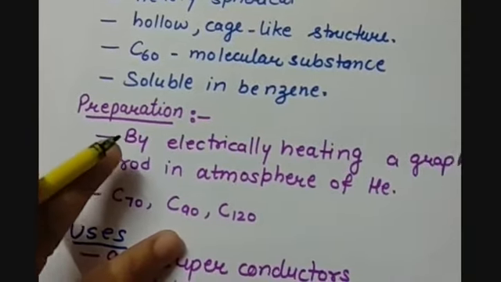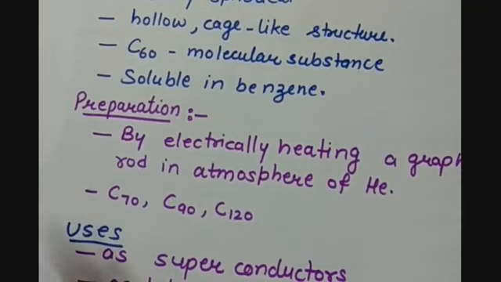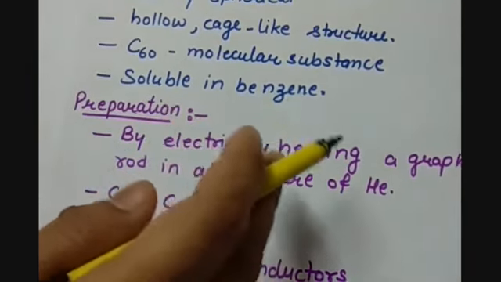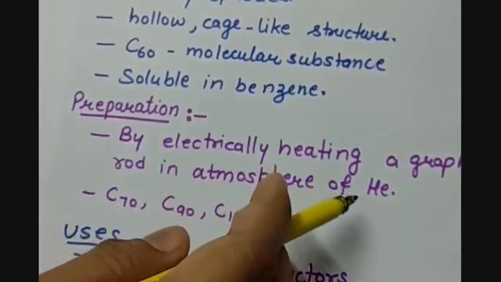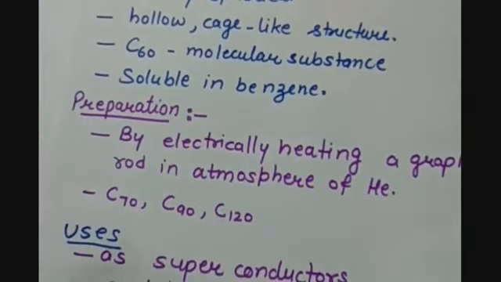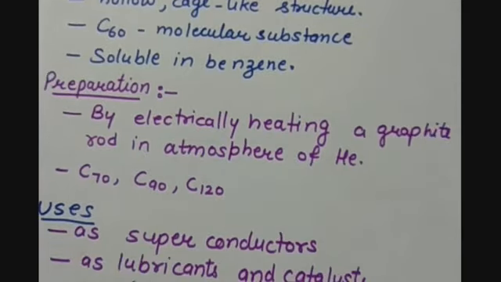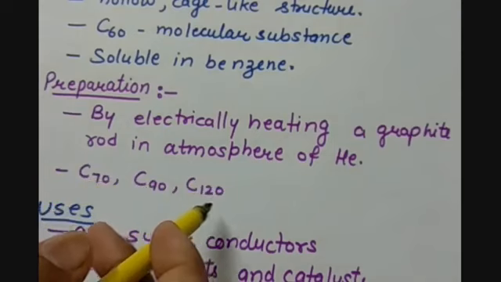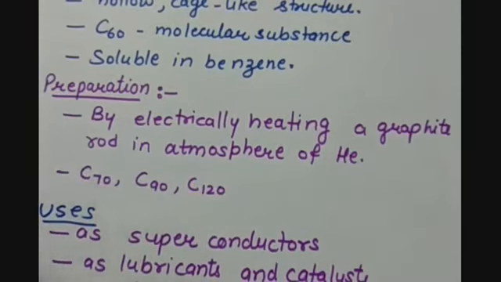When we talk about the preparation of fullerenes, it is prepared by electrically heating a graphite rod in an atmosphere of helium. When the graphite rod is heated electrically, helium gas is used in the atmosphere. There are some other fullerenes which are C70, C90 or C120. So 70, 90, 120 are the number of carbon atoms used in this structure.